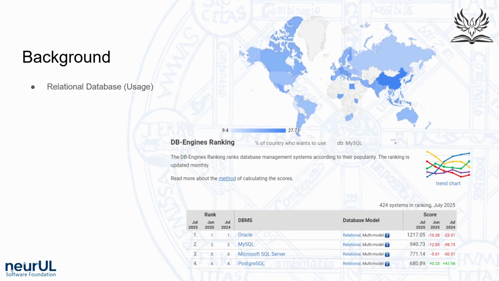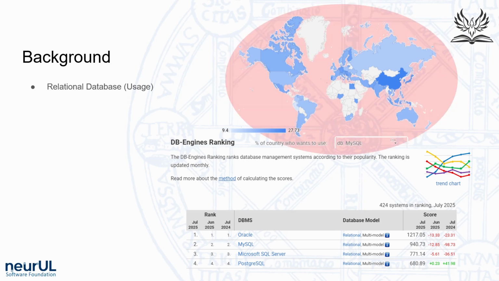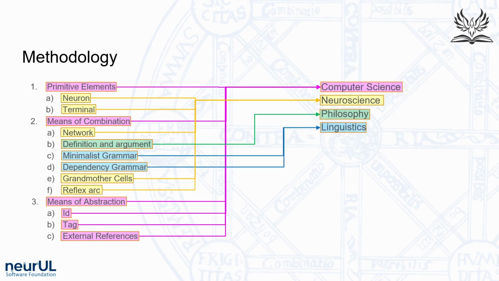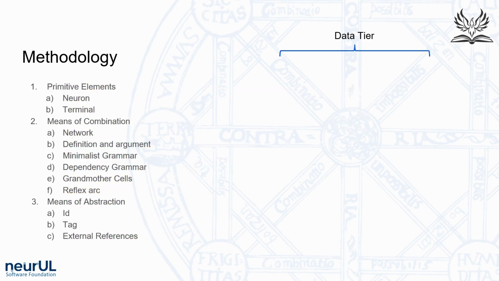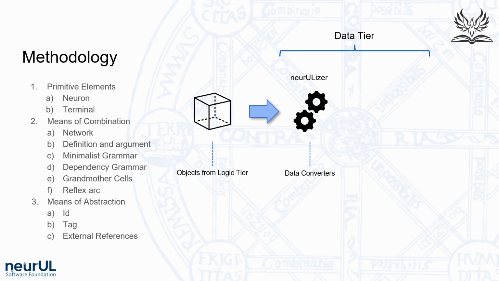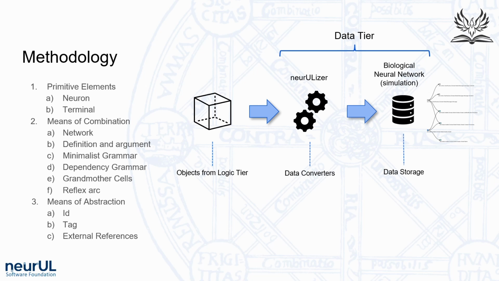Relational databases are still widely used today. However, evidently, even though normalization can be used to minimize and reduce redundancy, left unchecked and considering widespread usage as dedicated sources of truth, unavoidable redundancies can and will grow, resulting in globally persistent, compromised data integrity and resource wastage. As discussed in the previous presentation, the neuralizer uses the following concepts from computer science, neuroscience, philosophy, and linguistics, to serve as a data converter, which accepts objects from the logic tier, to generate simulations of biological neural networks for data persistence.